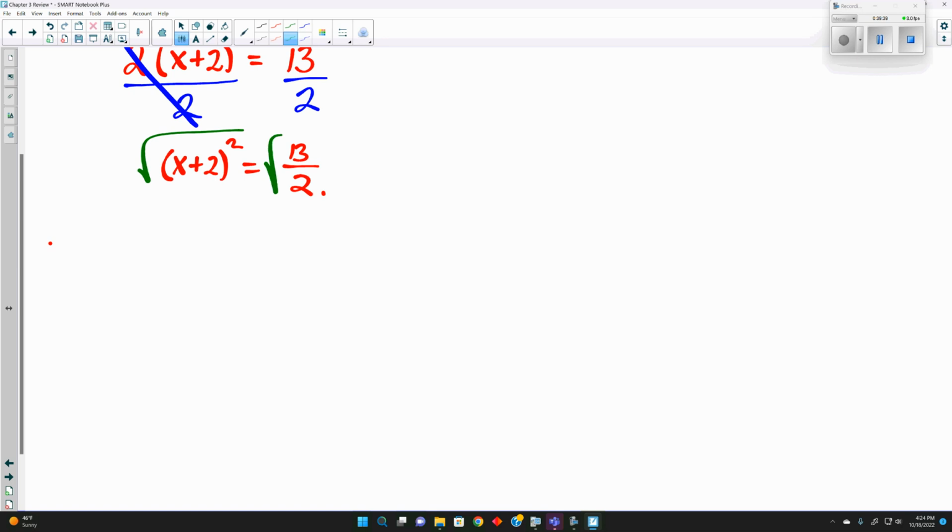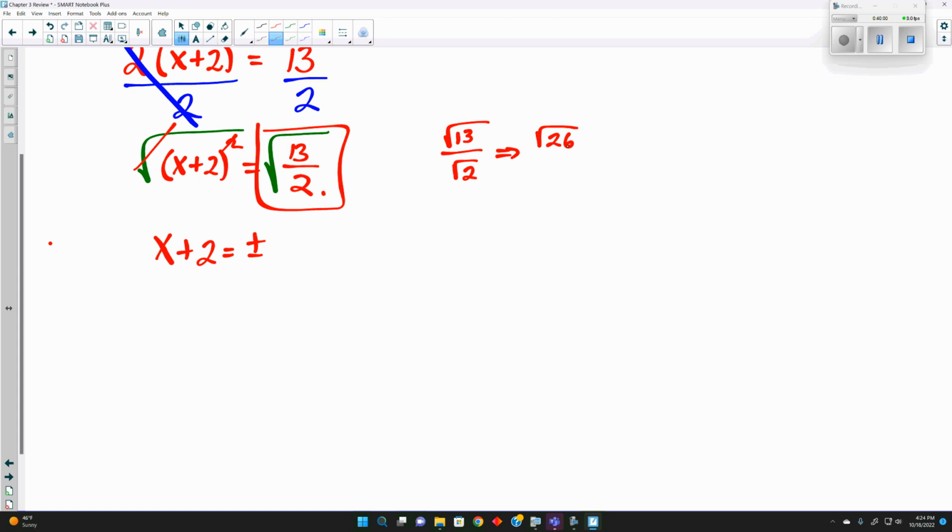At this point here, I'm going to square root both sides. Here the square root and square would cancel, telling me x plus 2 is equal to plus or minus. Now to simplify this here again, I'm going to use the 30xs and plug it into that calculator as the square root of 13 over the square root of 2. And it will simplify it for us to the square root of 26 over 2.